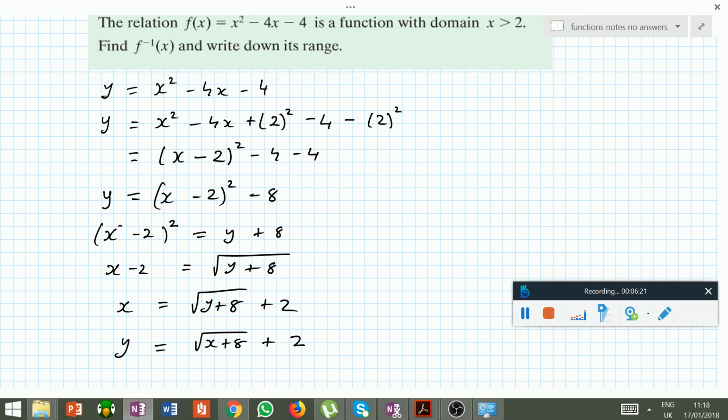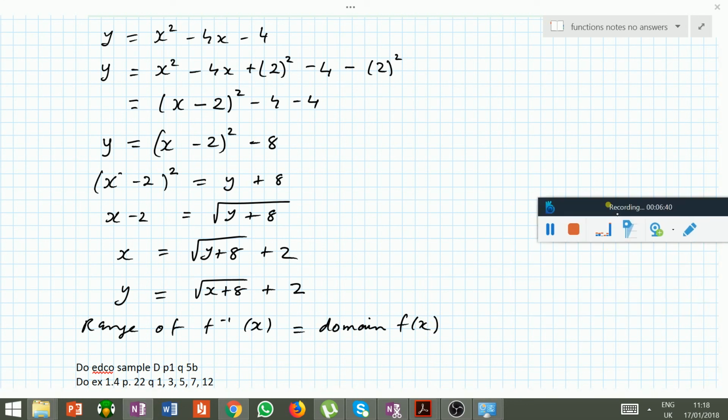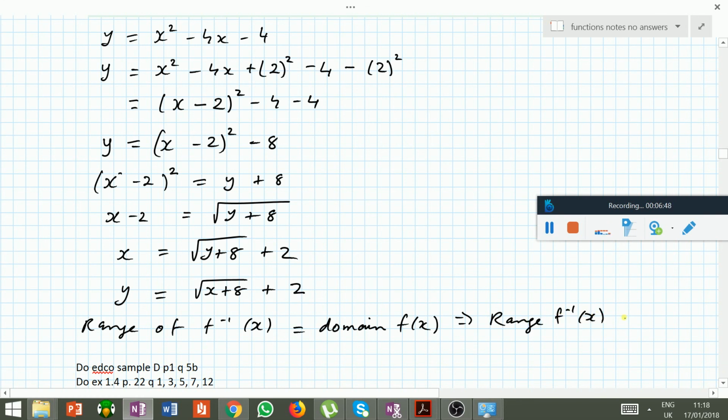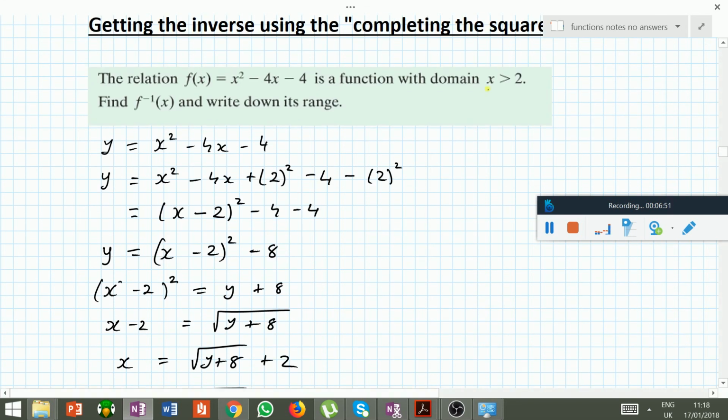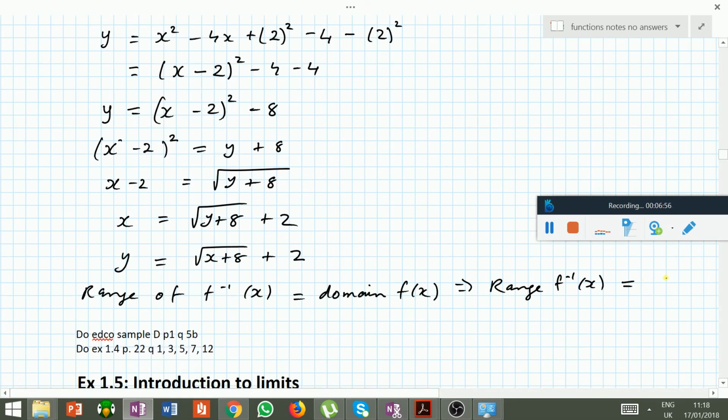Now you have to write down the range of f minus 1. What we say is the range of f minus 1 of x is equal to the domain of f of x. So your answer there is: you go back up, see here the domain is x greater than 2, so you simply say y greater than 2, and that's it.